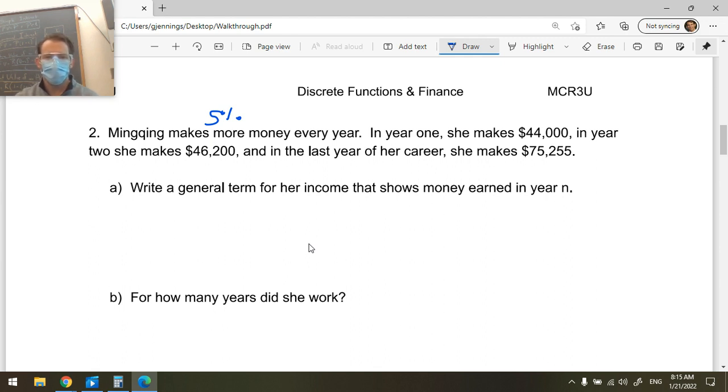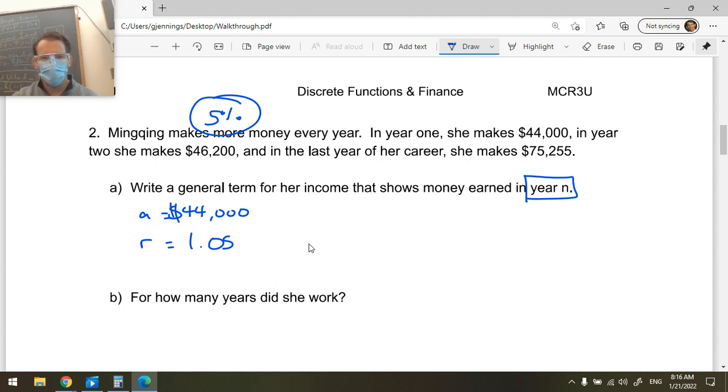But in any case, if I want to create a general term for her income that shows the money that she earns in year N, I want to recognize that because this is increasing by a percentage, and it's increasing by multiplication, not by addition, that we have here a geometric series. So my first term here, A, would be $44,000. My R would be 1.05 because that's increasing by 5%, so 1.05.